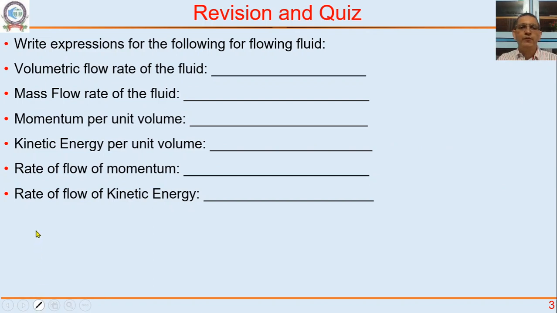what we have done in the first part of this lecture on macroscopic balances, and you should be able to write the expressions for the following for a flowing fluid. So write an expression for volumetric flow rate of the fluid, write an expression for mass flow rate of the fluid, write an expression for momentum per unit volume, write an expression for kinetic energy per unit volume of the fluid, write an expression for the rate of flow of momentum coming in or going out of the say pipe or any equipment, rate of flow of kinetic energy coming in or going out, right?